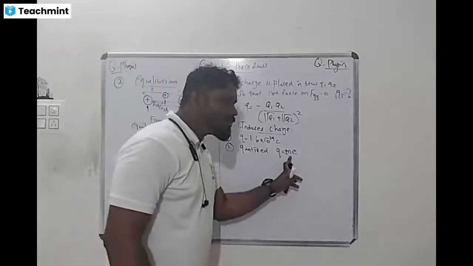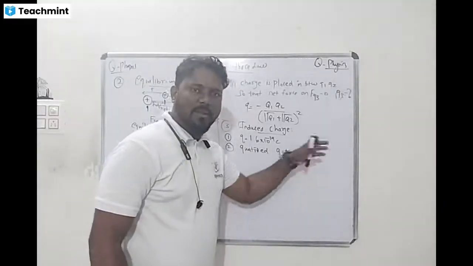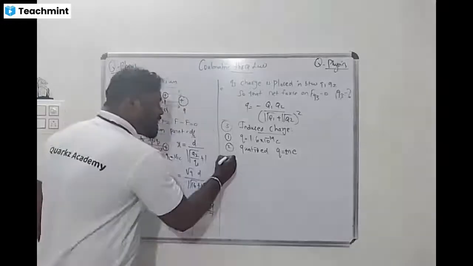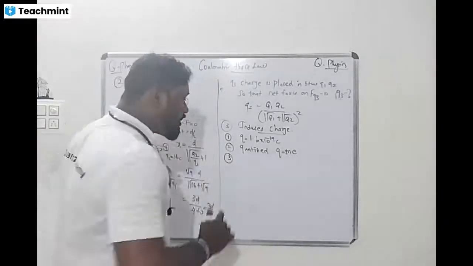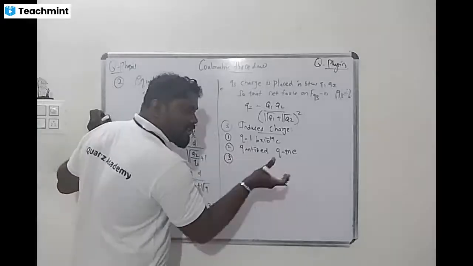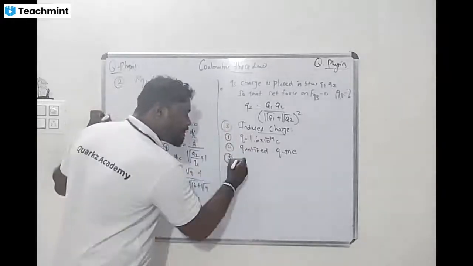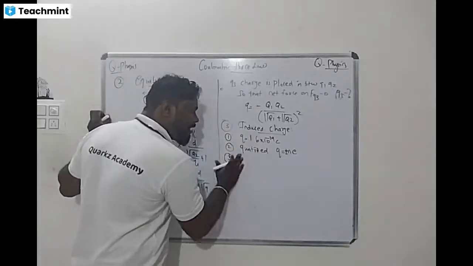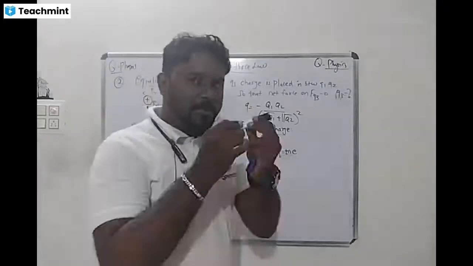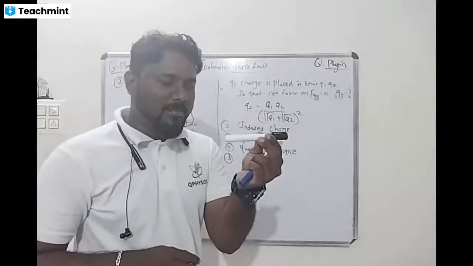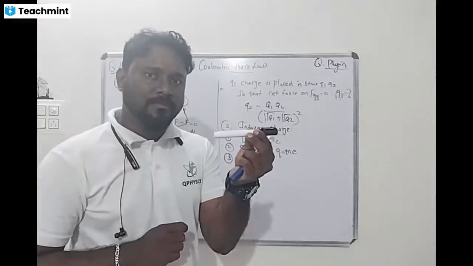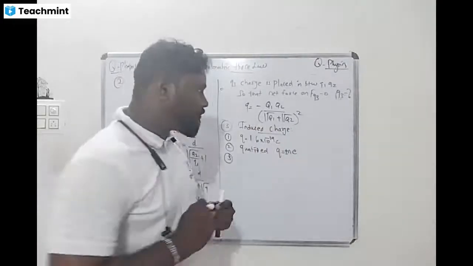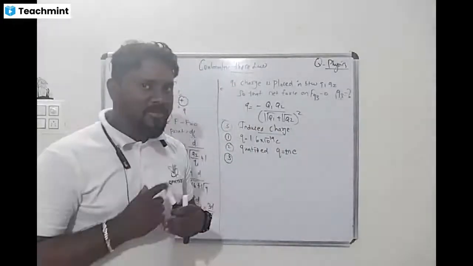So the number of positive charges must be equal to the number of negative charges. Then, what is an isolated charge? The system is isolated. What is the net charge of the system? If the number of protons and electrons are equal, what is the net charge of the system? 0 is equal to 0. Net charge is equal to 0.